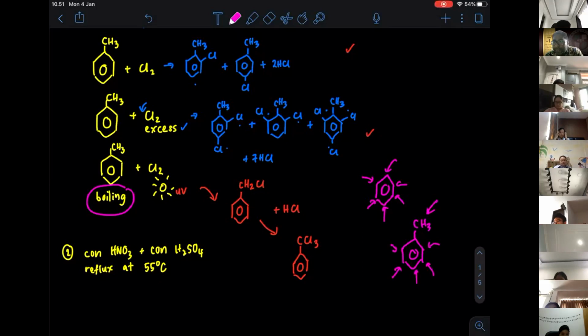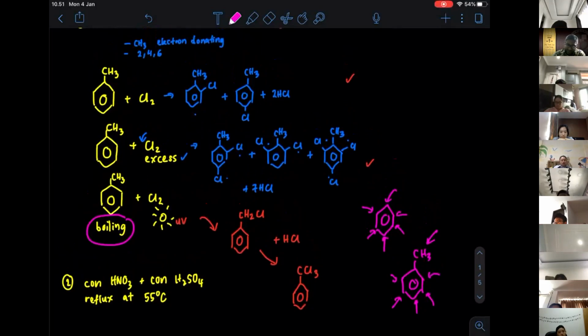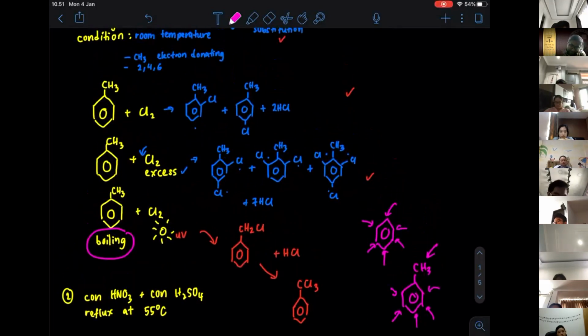Do the Cl2 and the excess Cl2 need halogen carriers? Yes, they do, Justin. When you have this Cl2 and excess over here, the moment they are entering the ring, you must have halogen carriers. But whenever we are talking about free radical substitution, you do not need any halogen carriers. I hope that is clear. Is that okay, Justin?